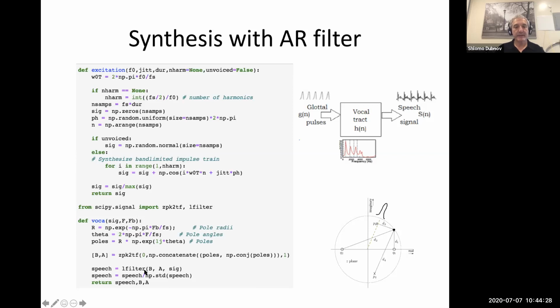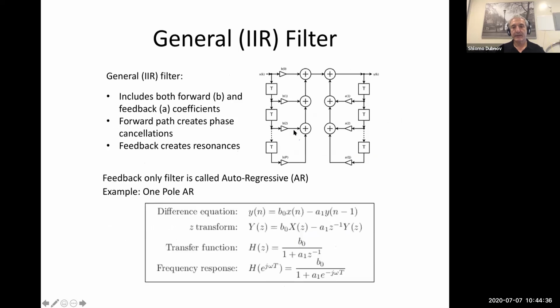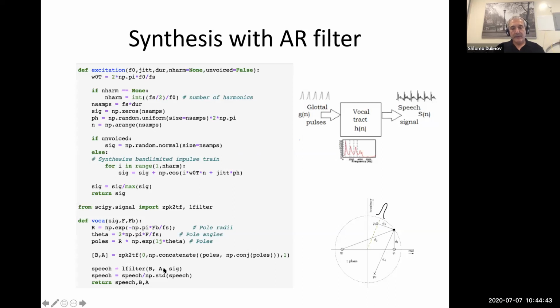And what is this filter? This filter is this rational representation of B's and A's. It's exactly this: the top is the B's, the bottom is the A's, and you create this set of coefficients. In our case, the B is really just a zero, and then the A's will be a set of poles which we calculate here.